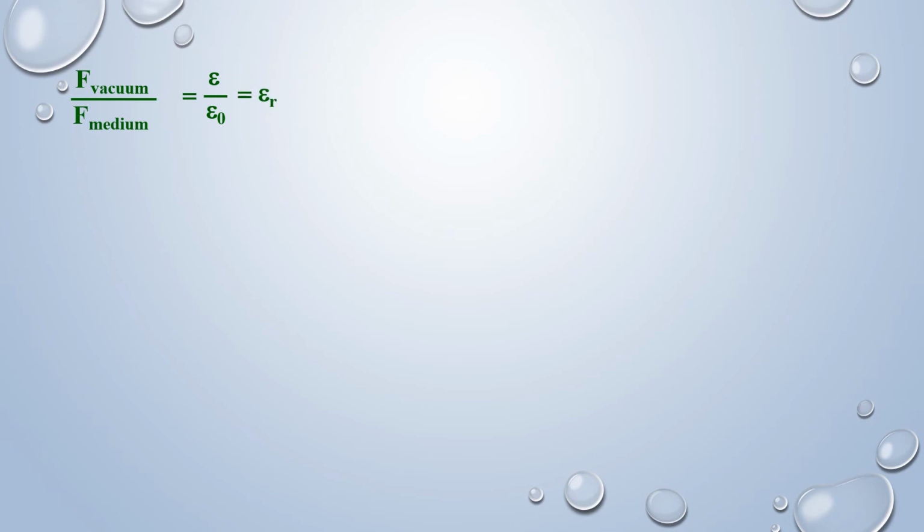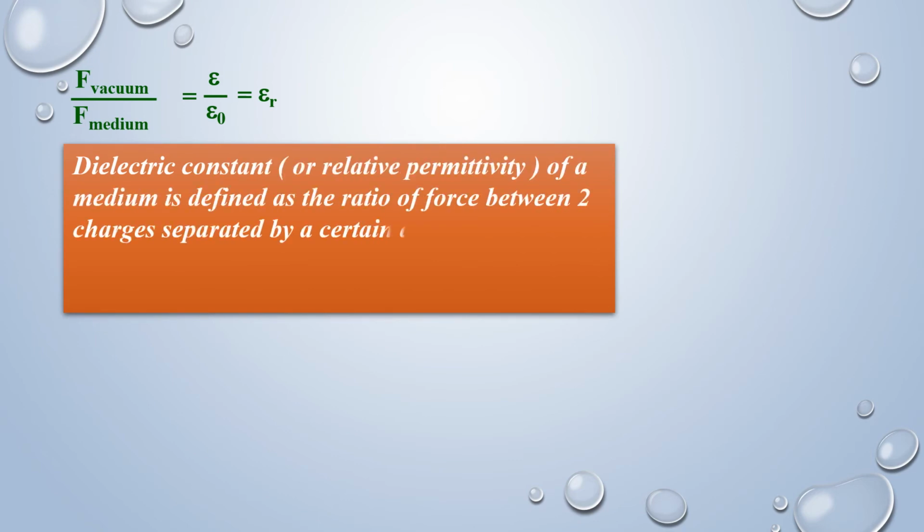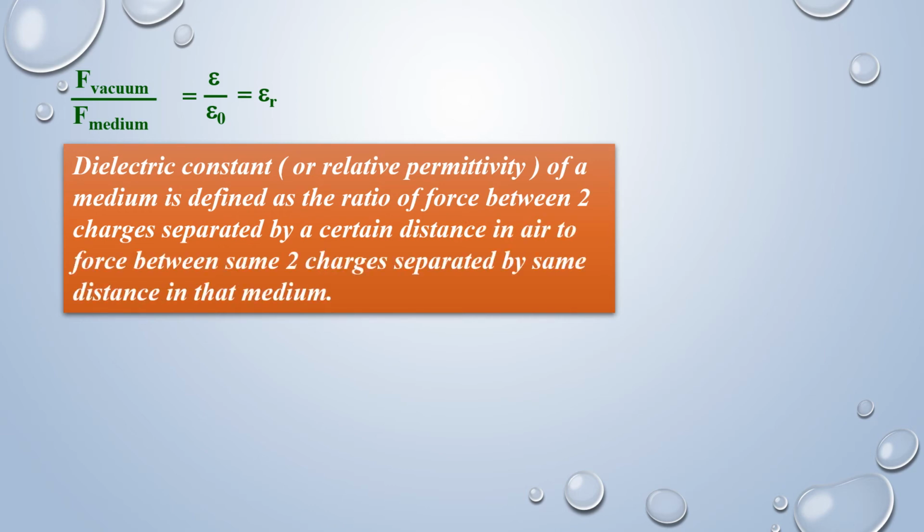This epsilon upon epsilon naught should give you relative permittivity, which is known as epsilon r. Hence the dielectric constant or relative permittivity of a medium is defined as the ratio of the force between the two charges separated by a distance in air to the force between the same two charges separated by the same distance in a given medium.